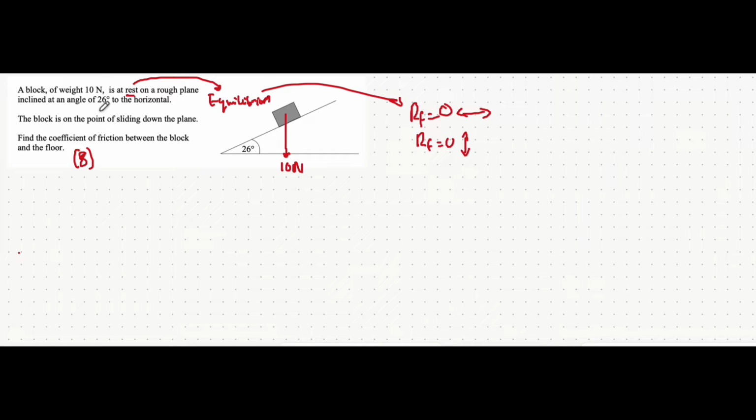In this case, it tells you the angle is inclined at 26 degrees. And the block is on the point of sliding down the plane. That means that it's not sliding yet, so it's still in equilibrium. Find the coefficient of friction between the block and the floor.